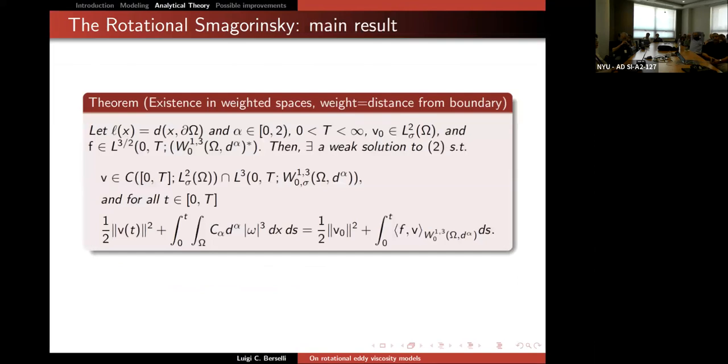Okay, so the result that we proved is the following: if the power is not the critical one, but is any alpha smaller than 2, and if the external force is reasonable, then there exists a weak solution which is continuous in L2, so the standard energy estimate, and the first derivative in L3 belongs to a weighted space, which means that it is not the gradient in L3, but omega to the power 3 weighted with some function is bounded. So this is a standard setting in which you have weighted Sobolev spaces.